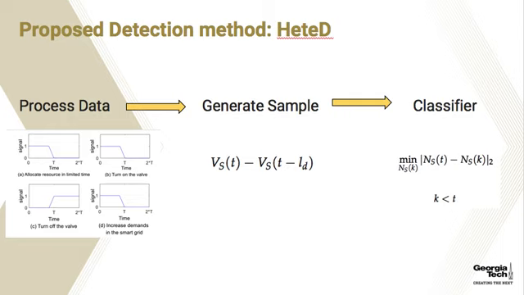The sample is then created using the concept of first difference, which is illustrated in this equation we have here. The variable v sub s at time interval t represents a combination of signals and time series at time t, in order to capture the temporal structure of data sequence.